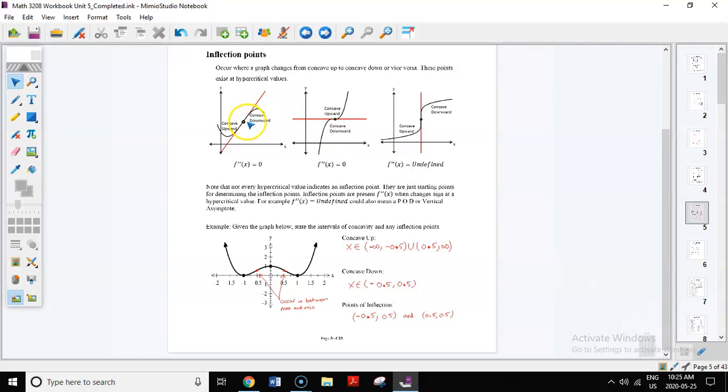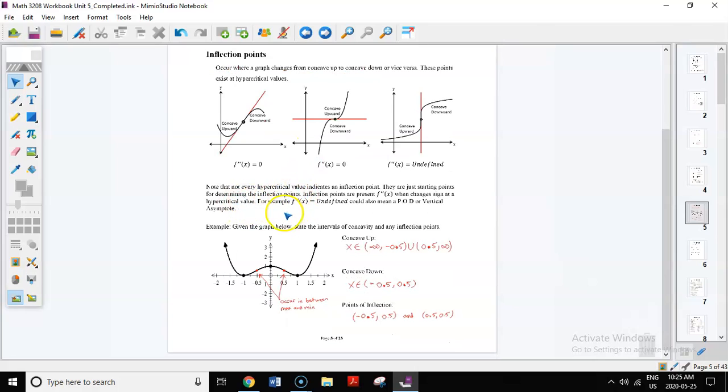So where concavity changes, it's called inflection points. So where concavity is 0. Sorry, not changes. It could change. It could not change. Right? Down, up, and then up and down. So where concavity changes, sorry, it is an inflection point.